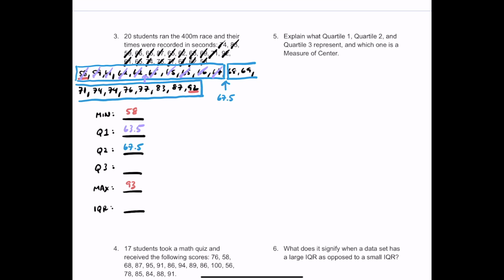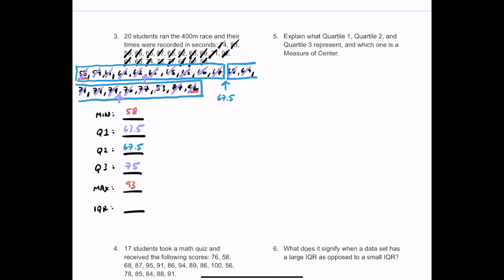Now for Q3, let's go 2 off the bottom, 2 off the top. And again, we have 2 middle numbers here. So we have to go between 74 and 76. I think that's going to be 75. Okay, so if you're slower than 75 seconds, then you're in the slowest 25%. And if you're faster than 75 seconds, or a shorter time, then you're in the top 75% of these runners.